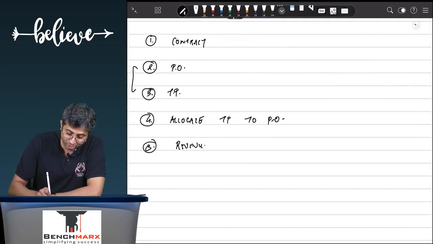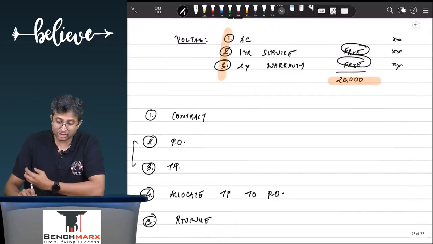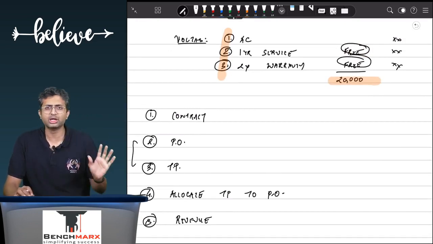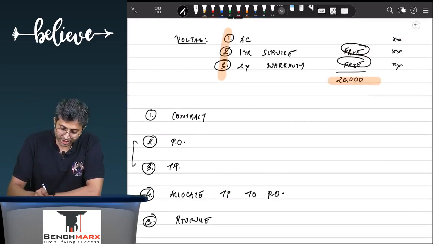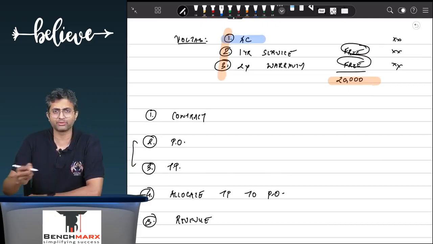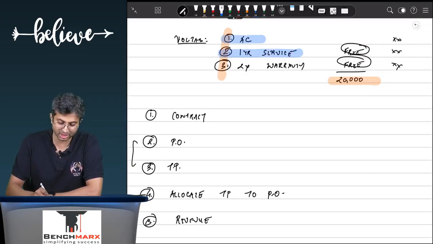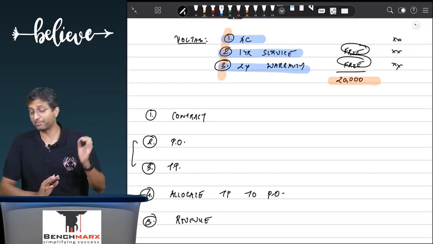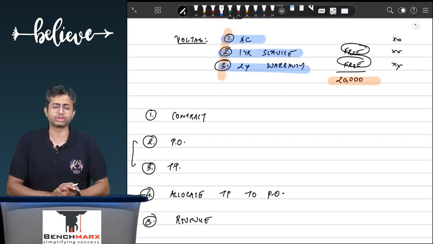When will revenue be recognized? Well, when the performance obligations are discharged, when the control of the goods and services is transferred, that is when the revenue is to be recorded. So over here, you will look at when is the control of the AC transferred, when are the services rendered, when is the warranty service rendered, that is when the revenue recognition will happen in the 5-step revenue recognition framework.